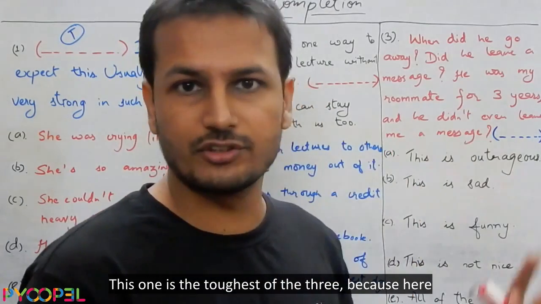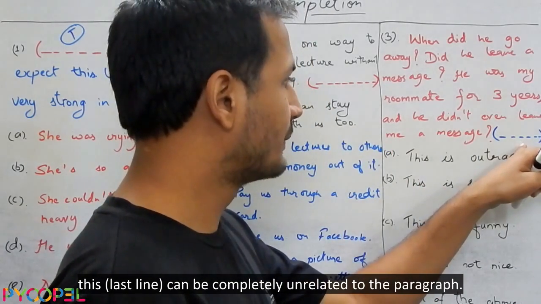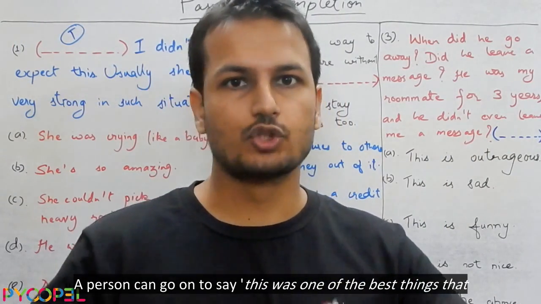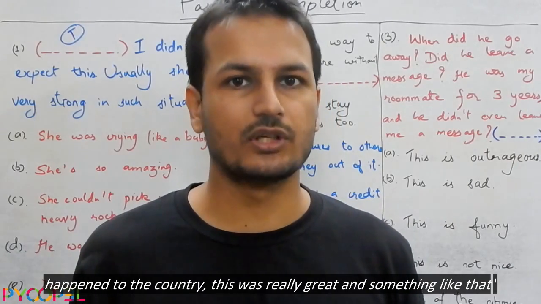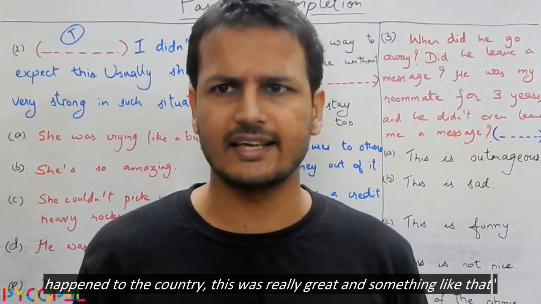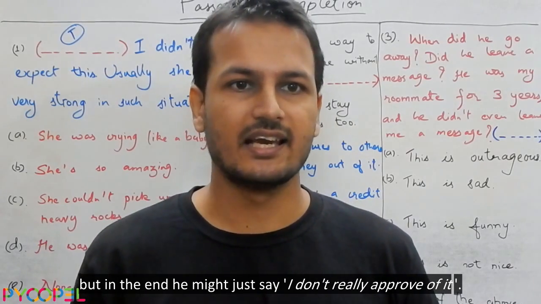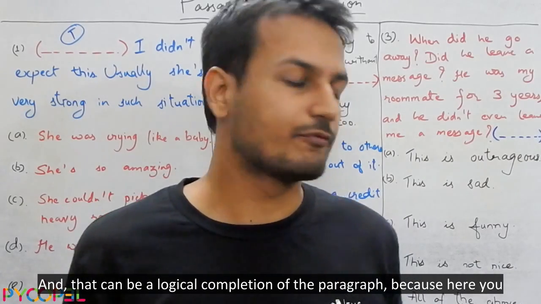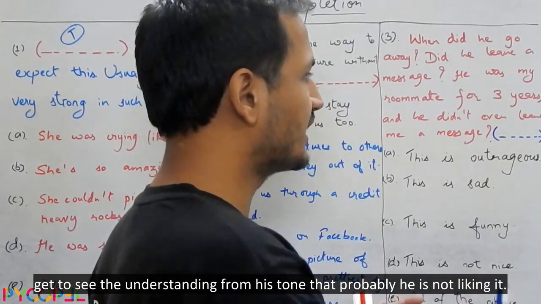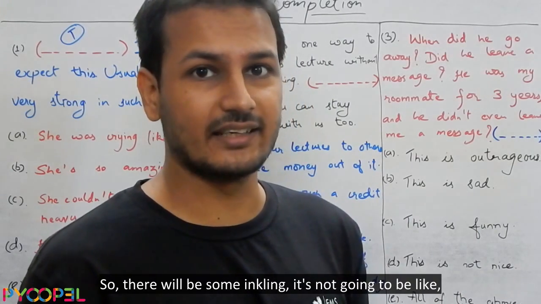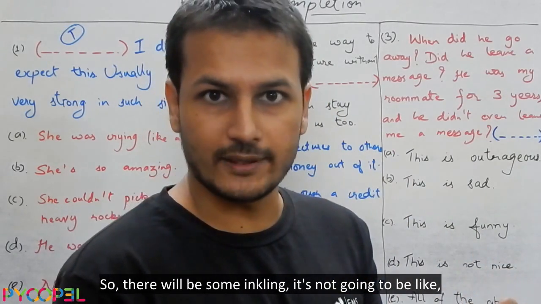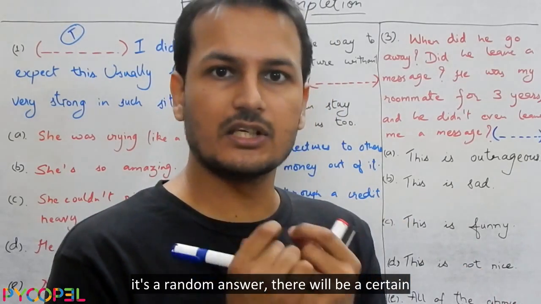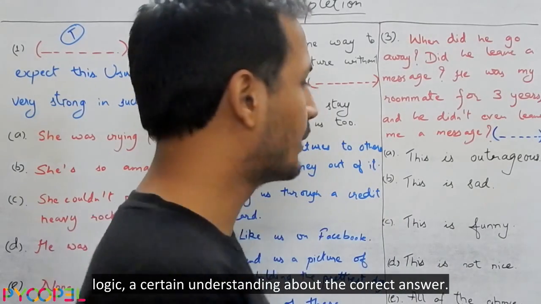This one is the toughest of the three because here this can be completely unrelated to the paragraph. A person can go on to say this was one of the best things that happened to the country, this was really great and something like that, but in the end he might just say I don't really approve of it. And that can be a logical completion of the paragraph because here you get to see from his tone that probably he's not liking it. So there will be some inkling, it's not going to be like it's a random answer. There will be a certain logic, a certain understanding about the correct answer.